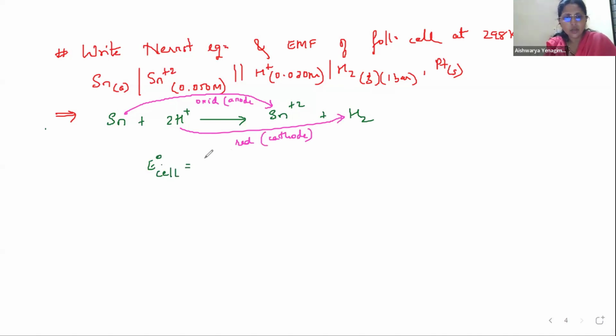Okay. So when does the Nernst equation come, teacher? Should the concentration be 1 molar? No, the Nernst equation applies at any concentration. Yes or no? At any concentration we get the Nernst equation.